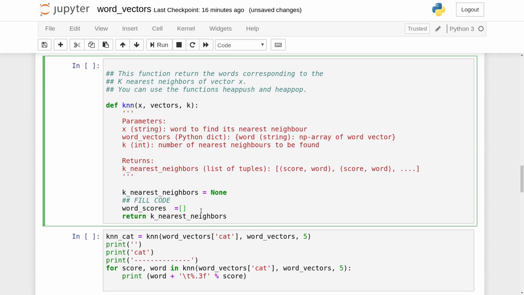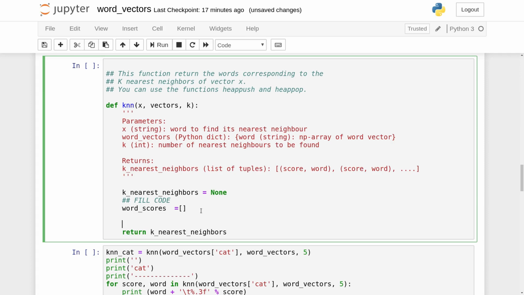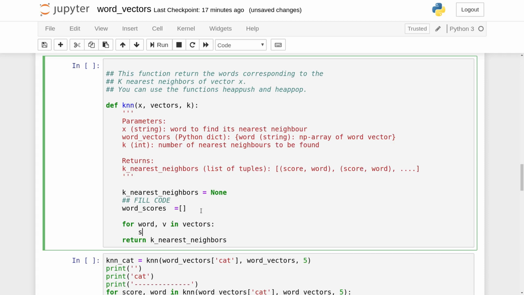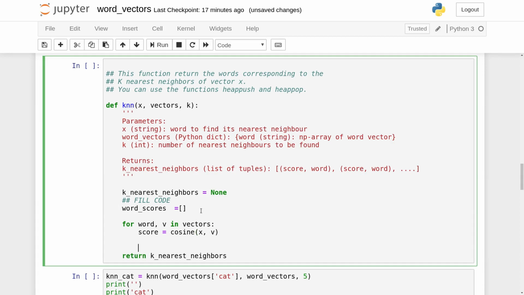Okay, and now I'm going to do a for loop for every element in vectors. So for word and vector v in vectors, score is going to be cosine between x and v, and I'm going to append the score and the word in the word scores. So word scores dot append the score and the word, okay.